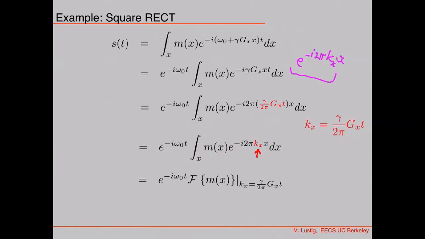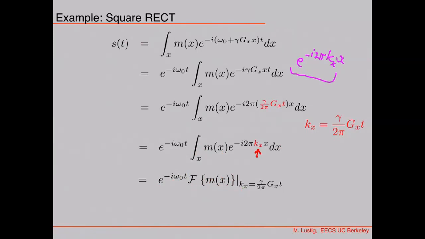At a frequency which is kx. That's the Fourier transform evaluated at that. So the whole signal is now going to be proportional to e to the minus i omega 0 t, and then the one-dimensional Fourier transform of m(x), evaluated at some kx. Now, which kx? Well, that depends on the time.